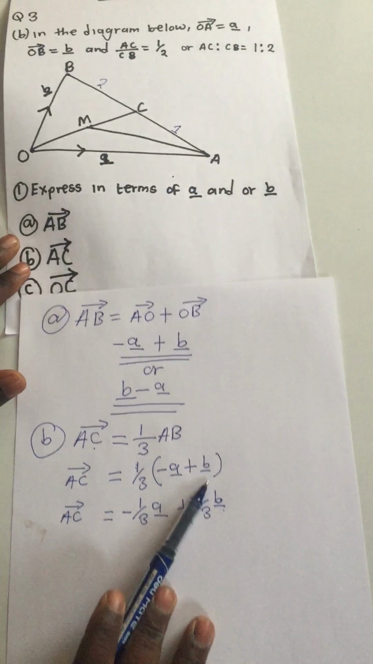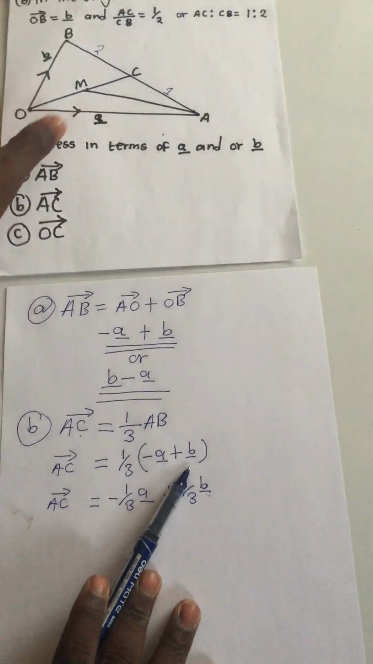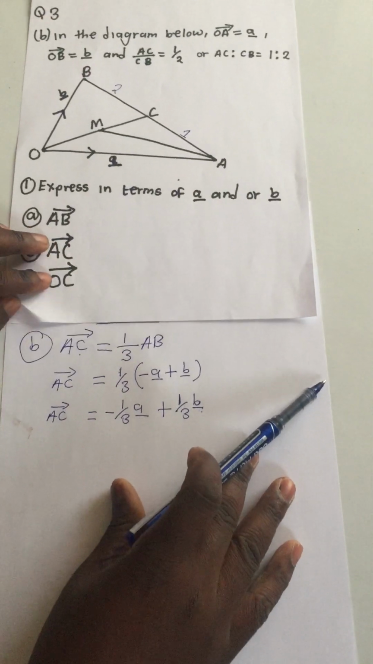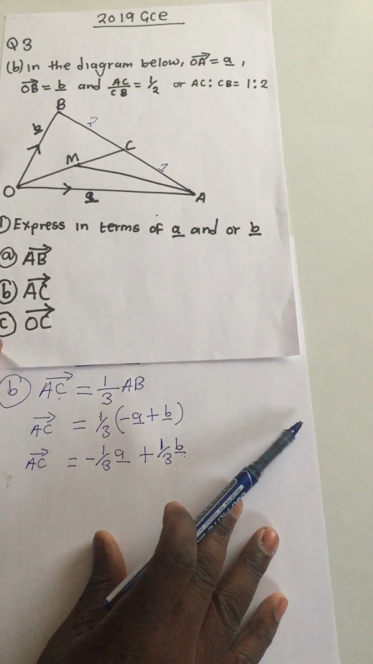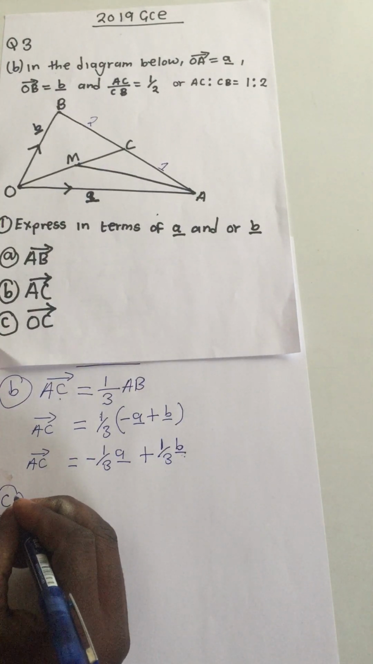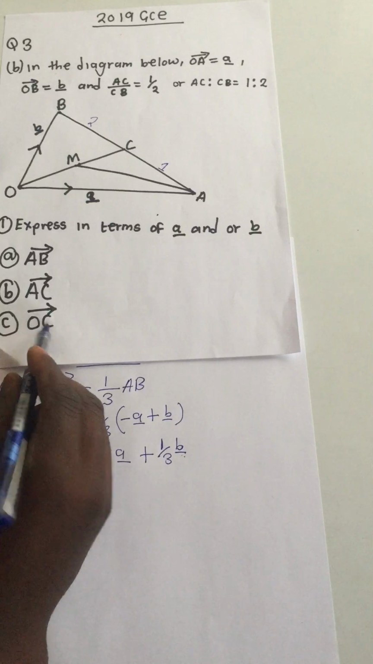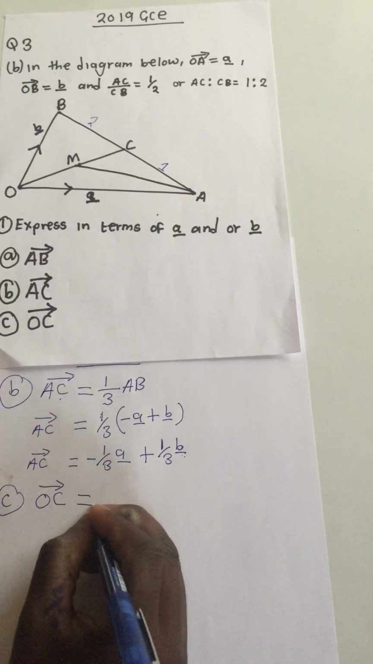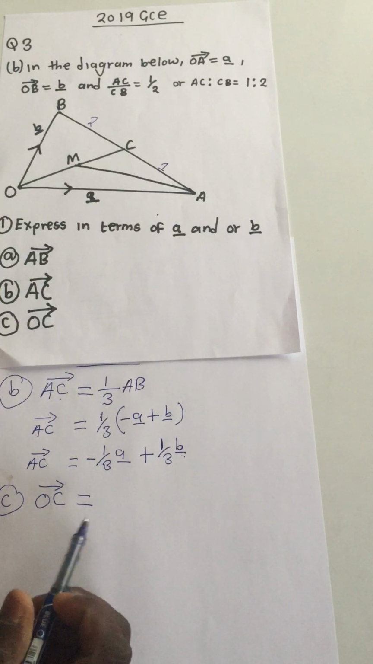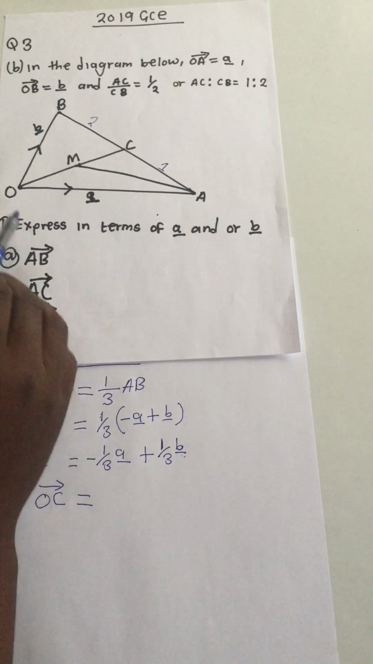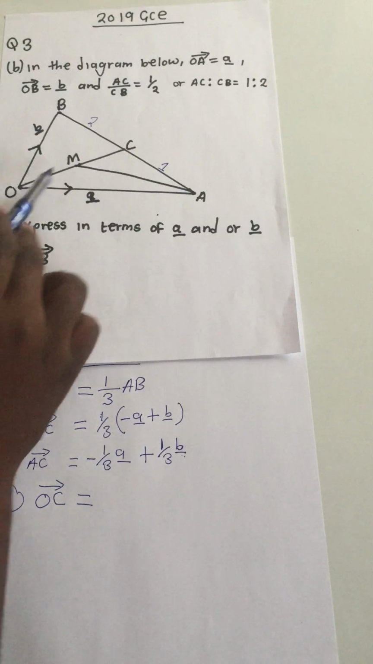Now we go to C. What is C demanding us to do? C, it's demanding us to find vector OC. So how do you find OC vector? How do you find OC? So have you seen they moved the OC.